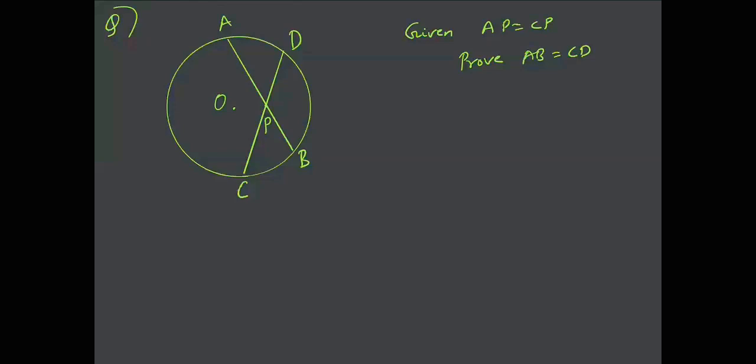Okay, so I'll give you a hint. Try to prove the triangle APD is congruent to triangle CPB. Okay, so try to prove that these two triangles are congruent.